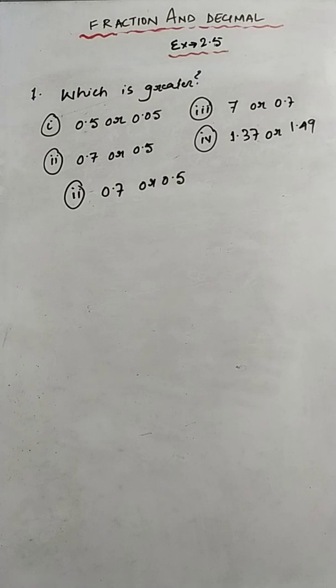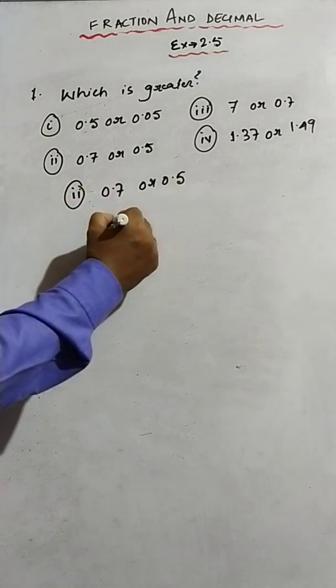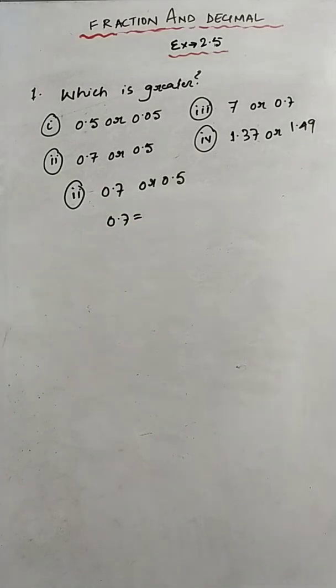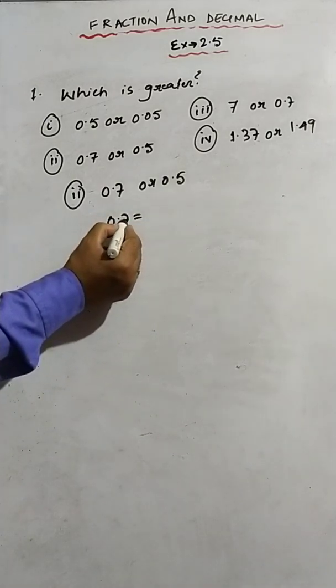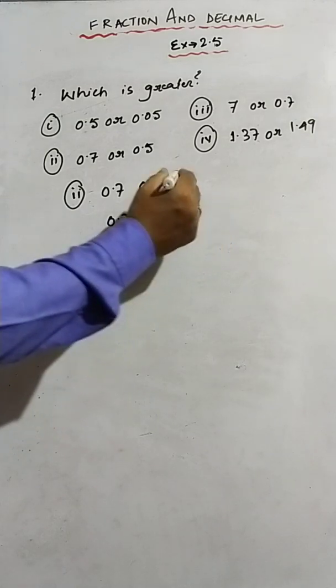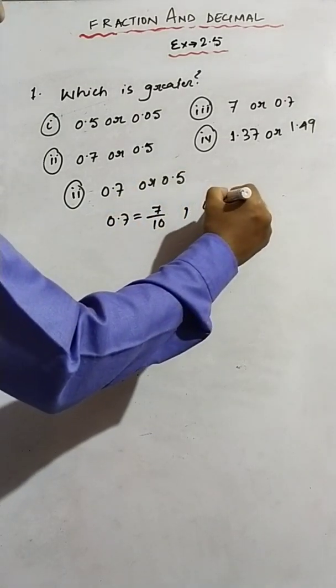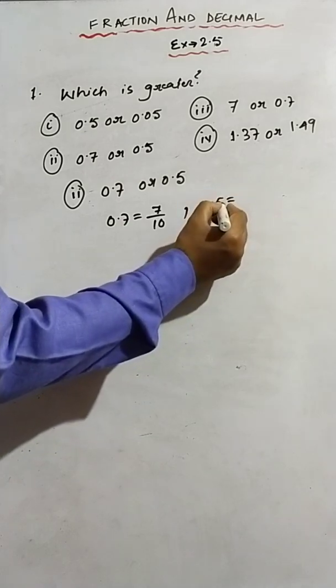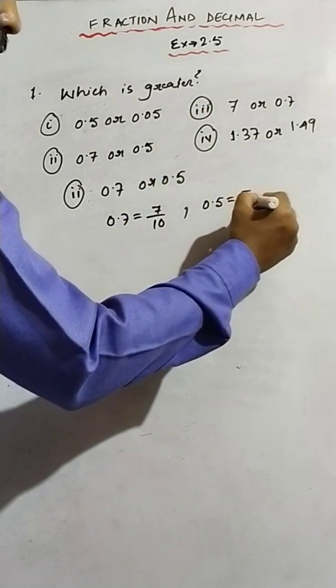Now this is sum number 2. So what's the first thing that we'll do with this decimal form? We will convert it into the fractional form. So how many digits are there after the decimal? 1. So we'll write 7 by 10. Now what about 0.5? After the decimal, how many digits? 1. So we'll write 5 upon 10.